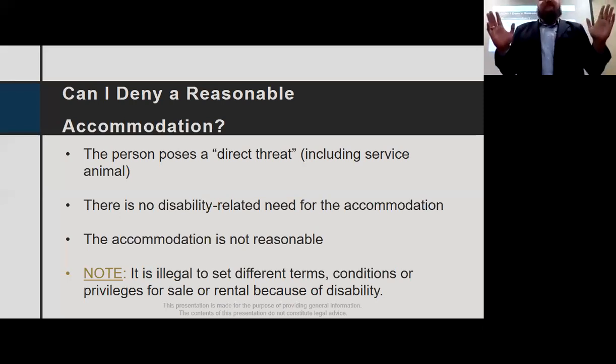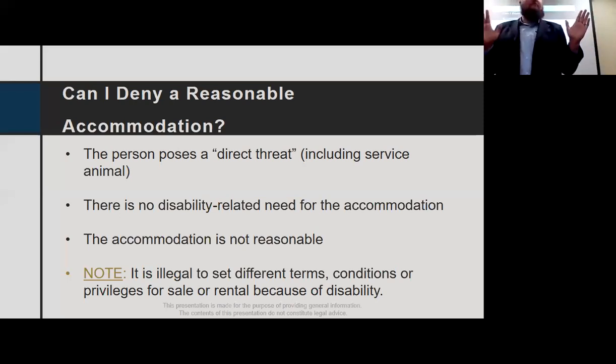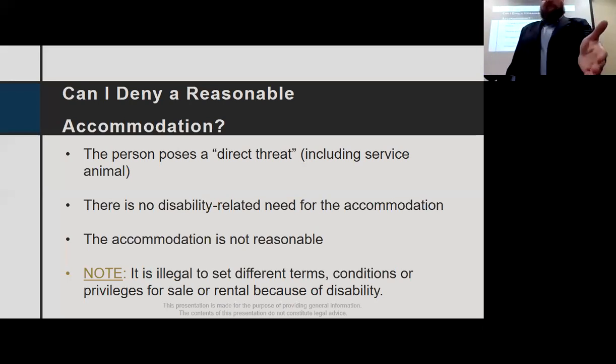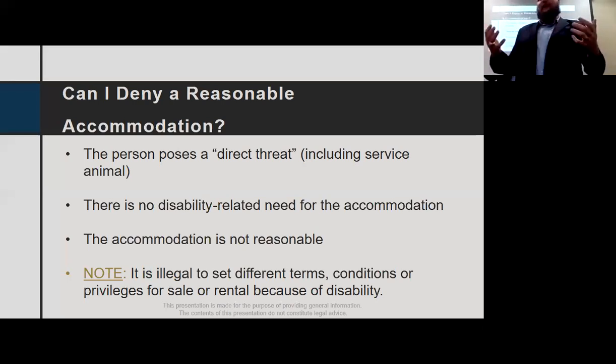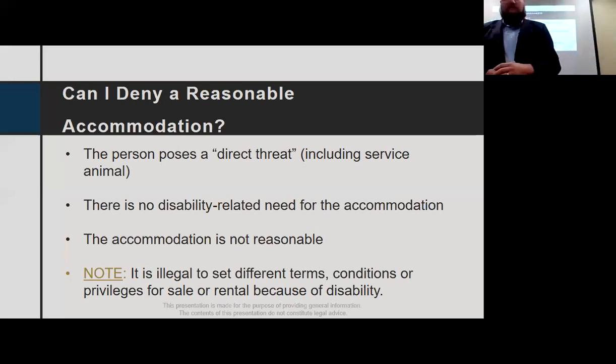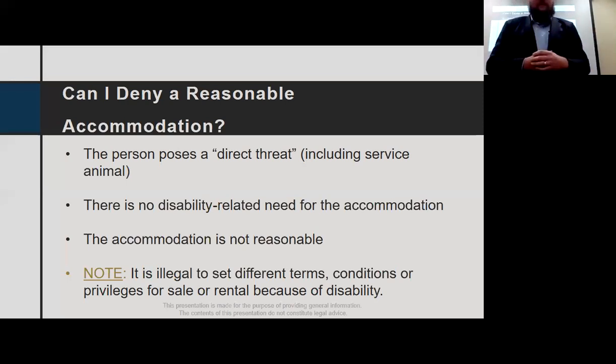And the landlord said, I'm sorry, I can't make an accommodation. They had a policy in their lease that says, if you threaten someone, we'll give you 30 days and you have to be out of the apartment. And they said, you have 30 days. And they were trying to get an accommodation, and they could deny the accommodation because this person posed a direct threat. And as you see there, it can be including a service animal. If you have a service animal that bites someone, doesn't mean that now they just get to stay there because it's a service animal. You can deny that accommodation for them because it poses a direct threat to the people and other tenants that you have there.